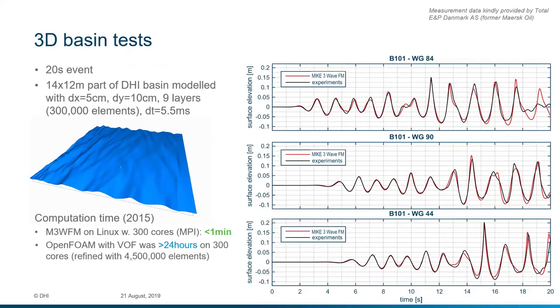Here we also had to refine with 4,500,000 elements before we got similar results. And we can see some of the results to the right for these simulations. And we can see that MIKE 3 Wave FM captures the nonlinear wave train shielding quite accurately.